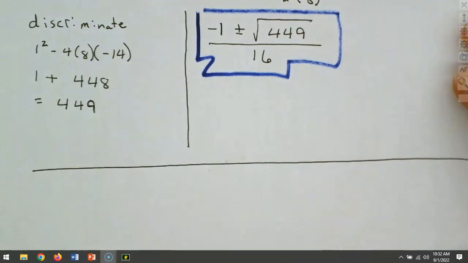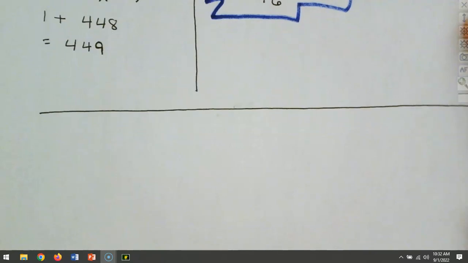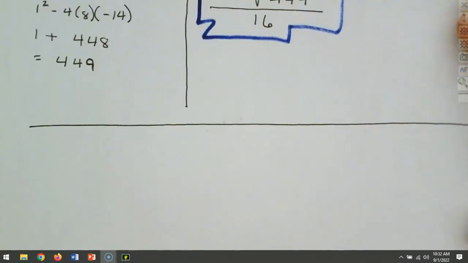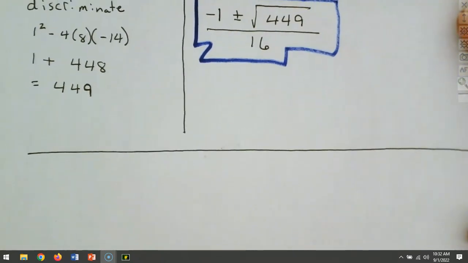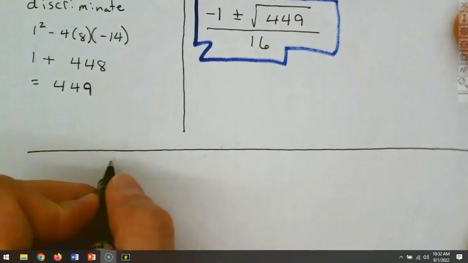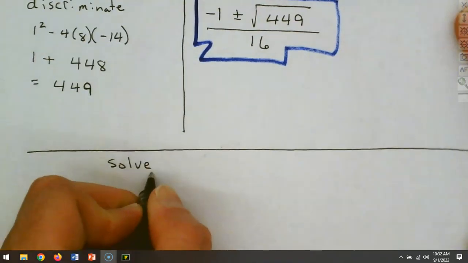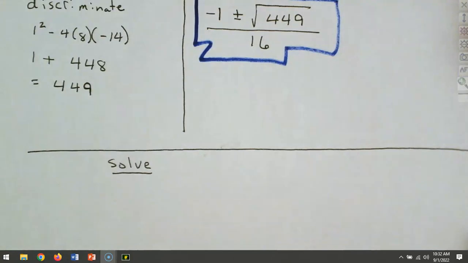Let's try another one. I'll move this up so we can get that copy down if we need to. Let's try another one here. We're probably going to do 3 or 4 more of these.